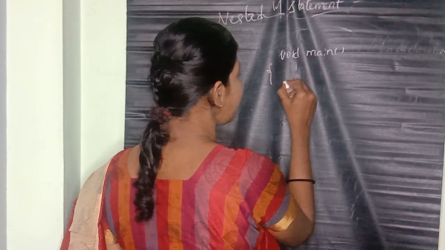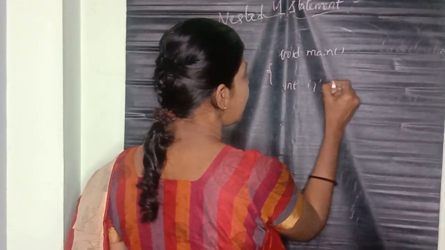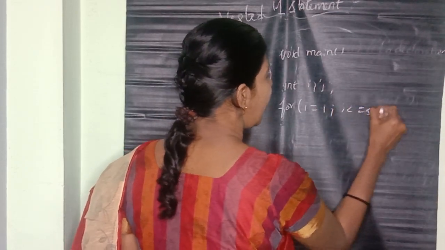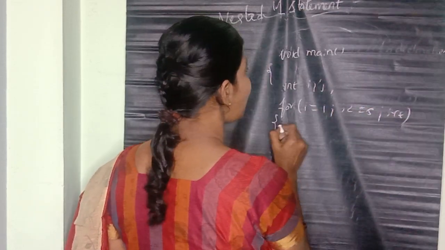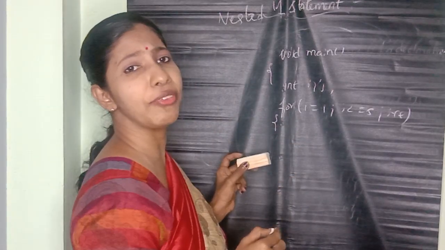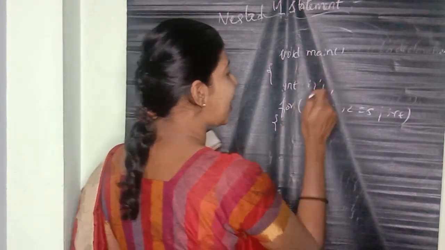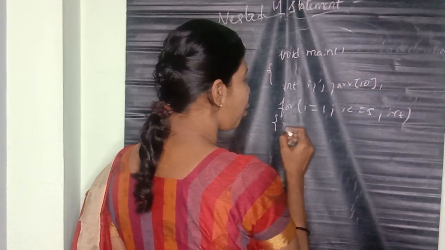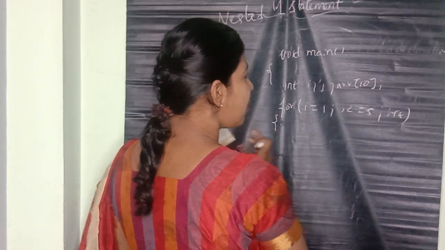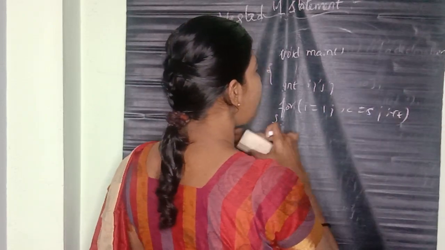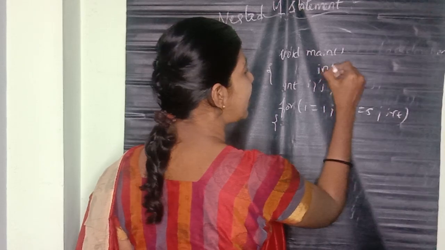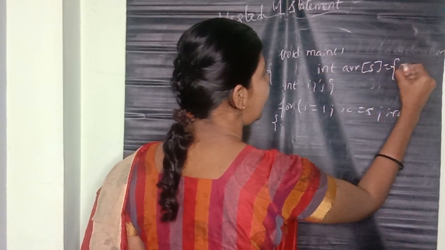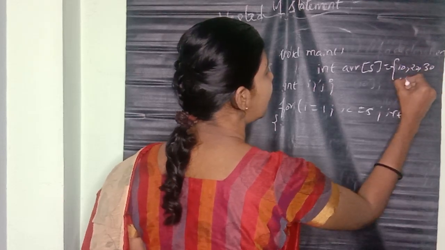So what is your int array of int i comma j? For loop: for i is equal to 1, i less than or equal to 5, i plus plus you have given. Inside the for loop you are creating an array. Int array size you are giving, int array name comma array name of 10. Array of 10, here you specify semicolon. Here you specify separately array of 5 is equal to 10, 20, 30, 40, comma 50.